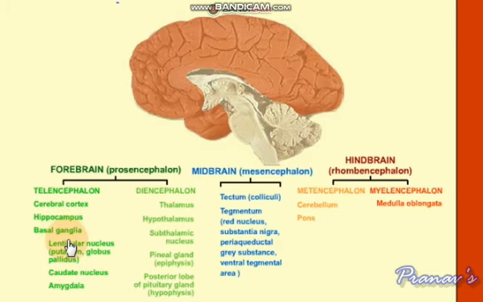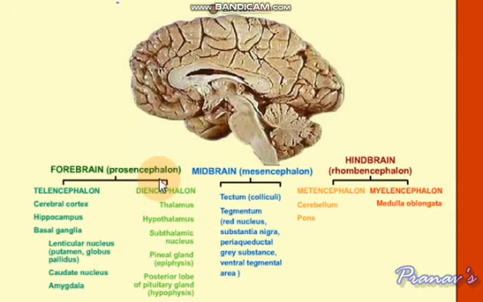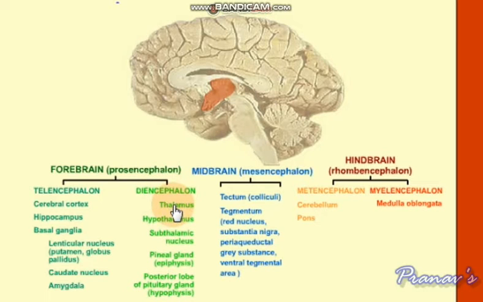Observe the part of the forebrain. It has two parts, telencephalon and diencephalon. Telencephalon contains the listed parts, and diencephalon contains the listed parts like thalamus, hypothalamus, pineal gland, which is also known as epiphysis.